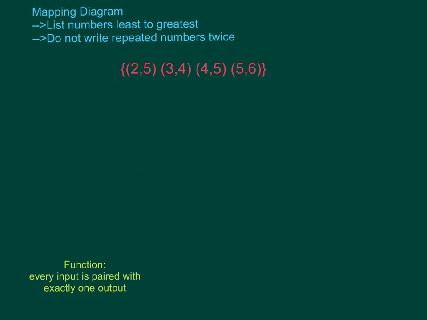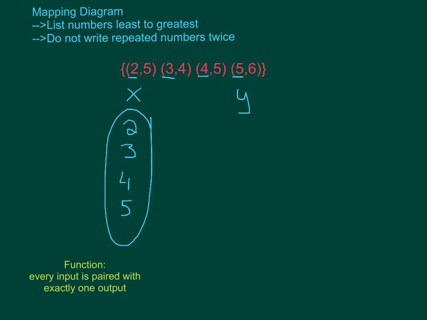Okay, here's our last example using a mapping diagram. Let's get our x and our y. Our x values: 2, 3, 4, and 5. So in order, and there are no repeats. And then for our y values, we have 5, 4, 5 shows up again, and 6. So let's write 4, 5, 6, only writing the 5 one time. And now use our arrows to match up.